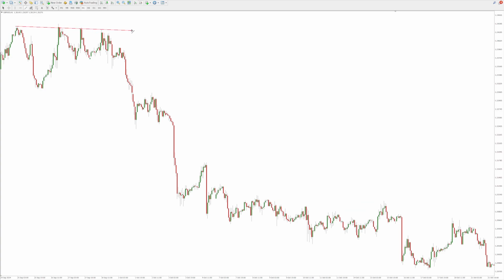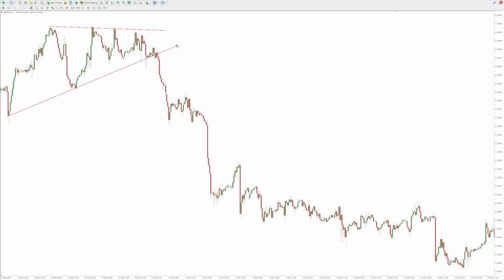So we can see here the market reached this level of resistance. It had been tested multiple times, and this shows us that this is strong resistance. Okay, you can also see here we have this level of support through this trend line. Once it's breached, we see this big drop to the downside.